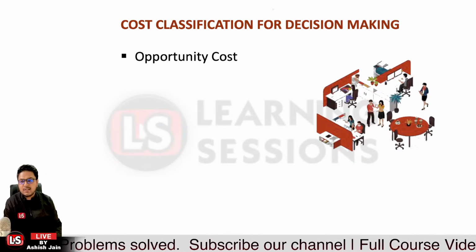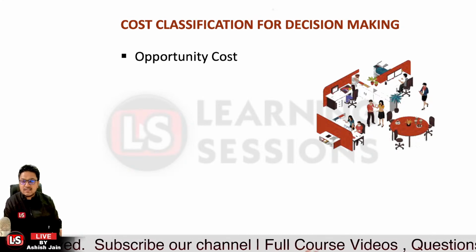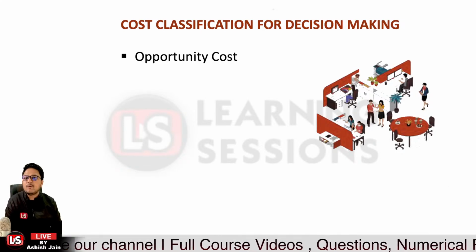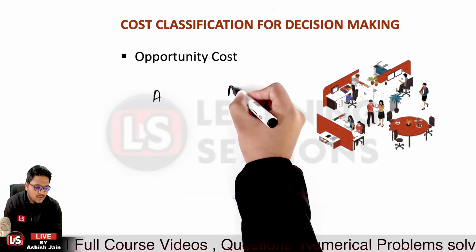If you have not gone through that, please do watch that video. Let me tell you again what the opportunity cost is: it's the profit that we have lost when we have selected an alternative of the project. Let's say we were having two projects, project A and project B.